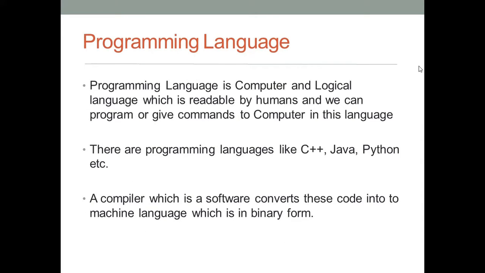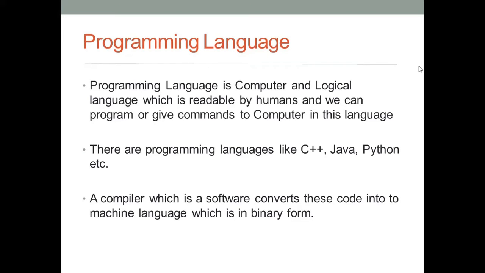So what is a programming language? A programming language is a logical language which is readable by humans, and we can program or give commands to the computer in this language. Once more, a programming language is a language which humans can understand as well as the computer can scan.